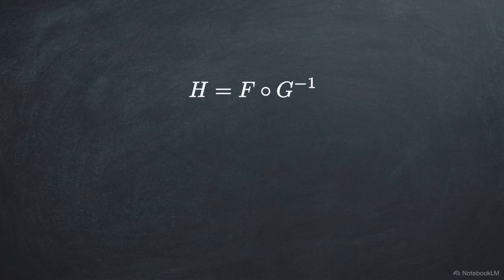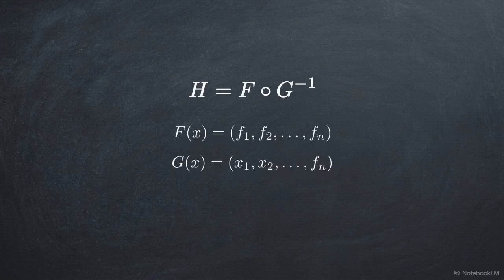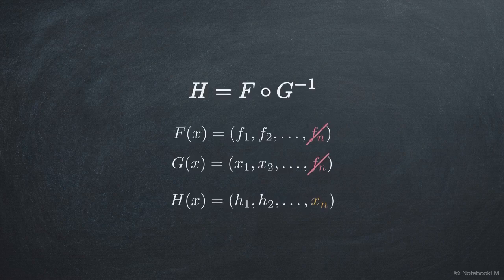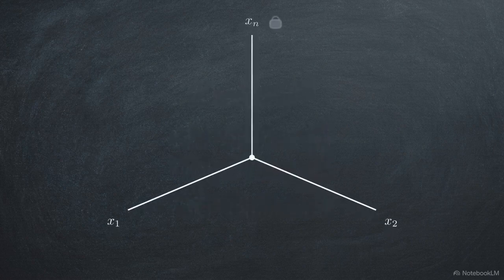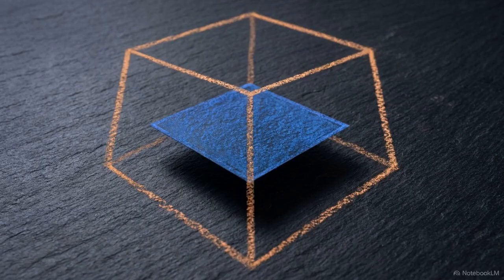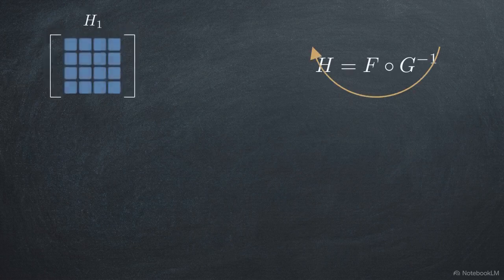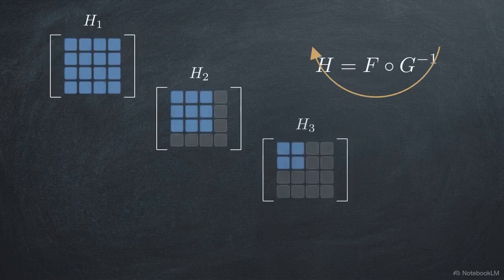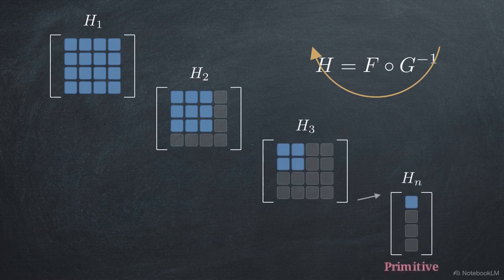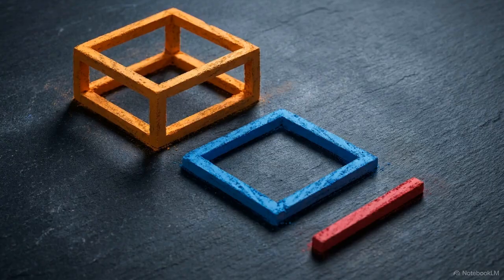Step 3. Define a composition H as F composed with the inverse of G. This construction neutralizes the nth coordinate. Consequently, the mapping H leaves the nth coordinate completely unchanged. The mapping H now only acts on n-1 dimensions. We can now apply this entire factorization process again to the mapping H. This process continues, stripping away dimensions one by one until the mapping is entirely factored into primitives. Rudin achieves this result through systematic finite dimension reduction.